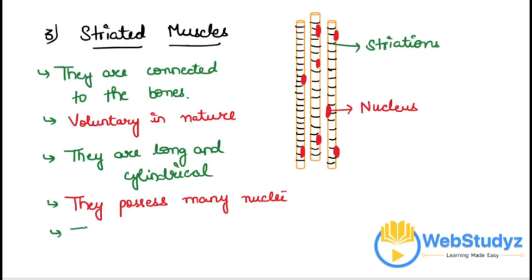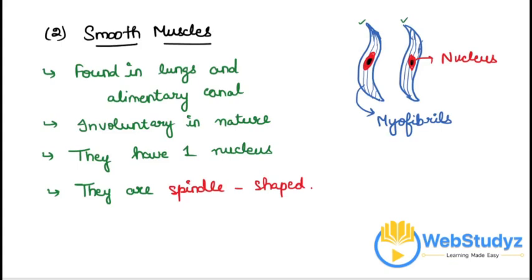Moreover, these are unbranched as well. As we can see, there is no branching present. Each one of them is separate. And similarly for the smooth muscle fiber also, they are unbranched. Smooth muscles are basically attached to the organs of our body.